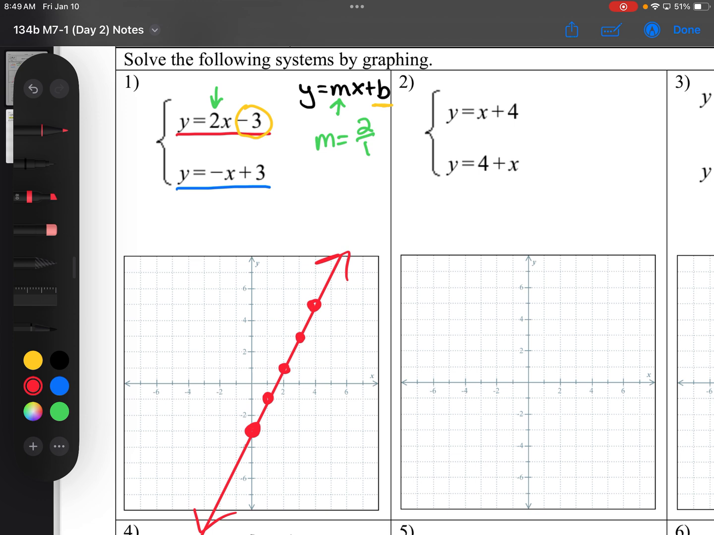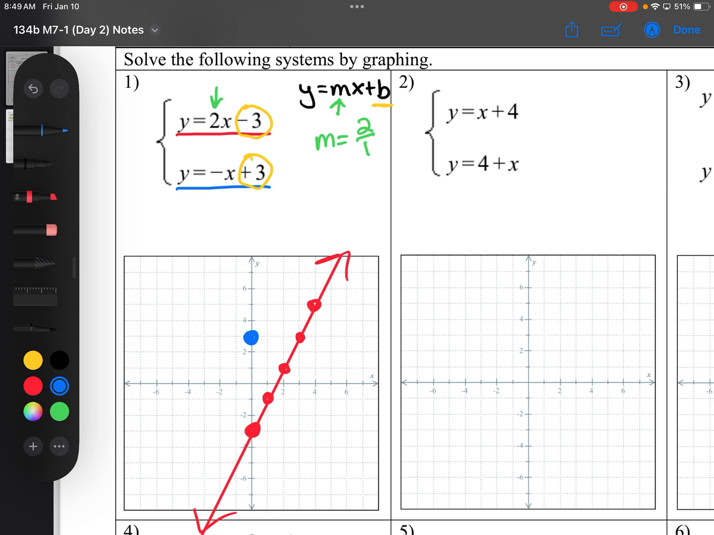All right, you can pause the video at this point and try to do the second one if you want. I'm going to go ahead and do that now, so if you are waiting for me to do it, I am going to start that. So your y-intercept here, instead of negative 3, is positive 3. So we're going to start my blue line at positive 3.